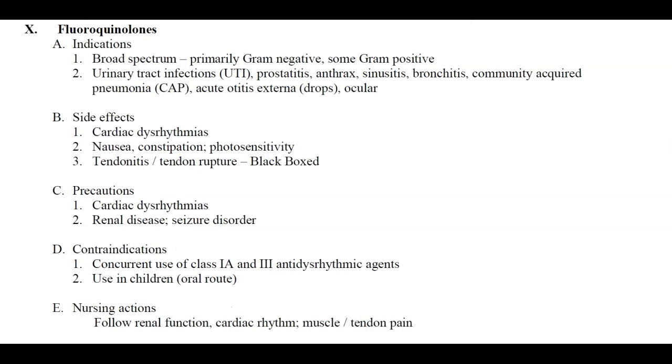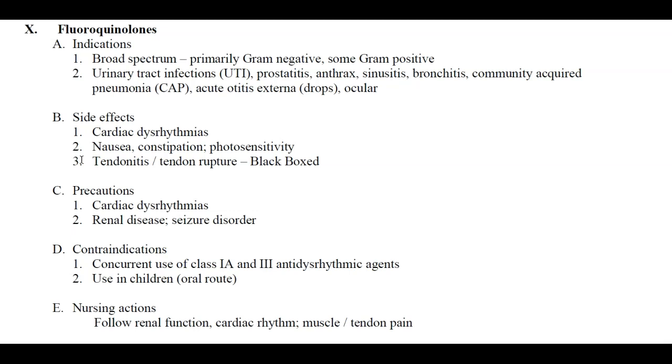Fluoroquinolones. Fluoroquinolones are very potent bactericidal antibiotics. So these antibiotics are broad spectrum. They primarily cover gram-negative organisms, but they also have an effect on gram-positive organisms. This is most commonly used for UTI, prostatitis, anthrax, sinusitis, bronchitis, community-acquired pneumonia, acute otitis externa in a form of drops, as well as ocular infections.